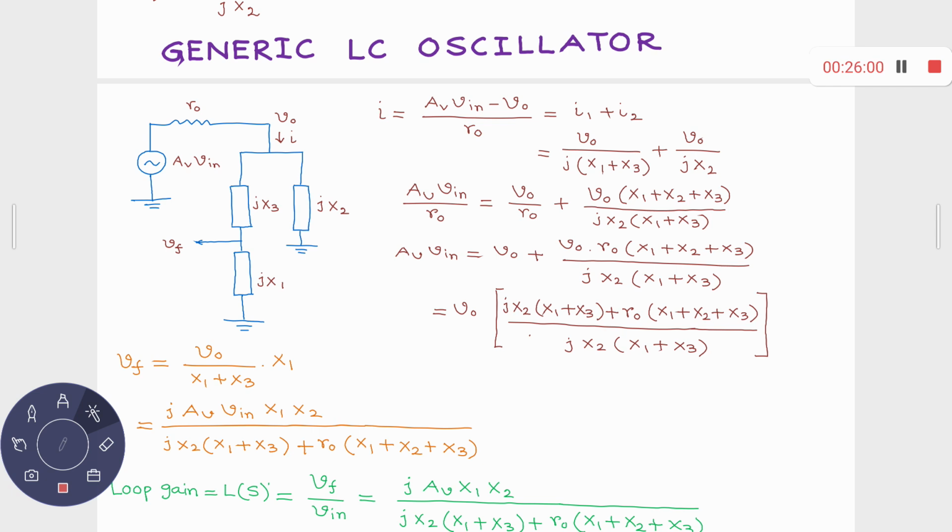What is your AV Vin? That is the open circuit voltage generated by the amplifier itself. And what is your V0? V0 is equal to your output voltage.